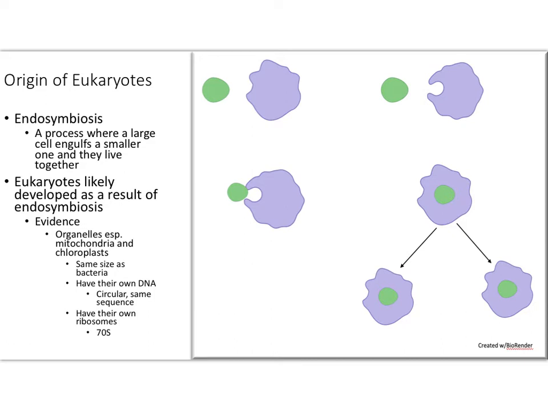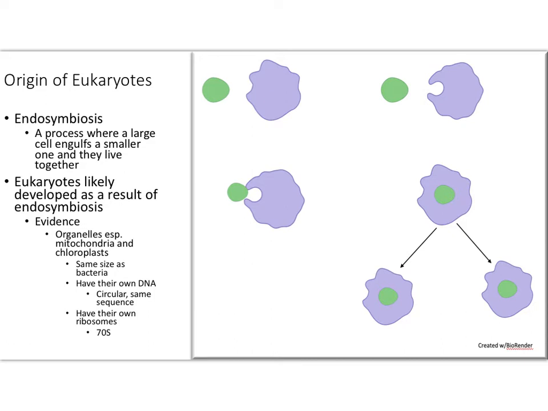So most of the time when a large cell engulfs a smaller one, the smaller one gets digested. It dies, and the bigger one uses it as a source of nutrients and then gets rid of anything that it doesn't need. However, there seem to have been some instances where larger cells engulfed smaller ones, and instead of the smaller one being digested, that arrangement that they had worked out well for them.